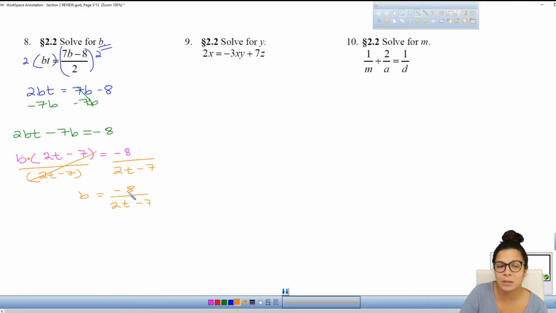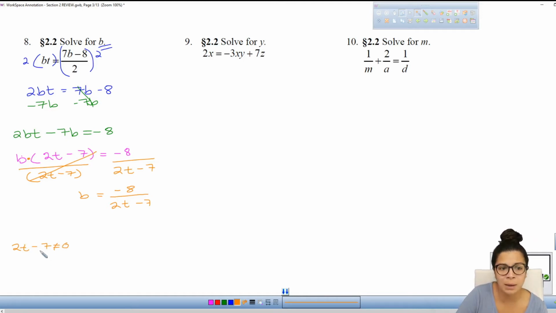Now, I can't leave my answer just like this because I do have a variable in the denominator of a fraction. So I need to determine what number that can be. Remember, you cannot divide by 0 in math, right? So the denominator cannot be 0. And if the denominator cannot be 0, that means that 2t minus 7 cannot be 0. So I need to figure out what value of t, what value for the variable, would make this denominator 0, and that's the value that it cannot be.